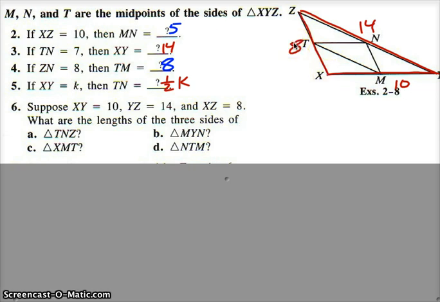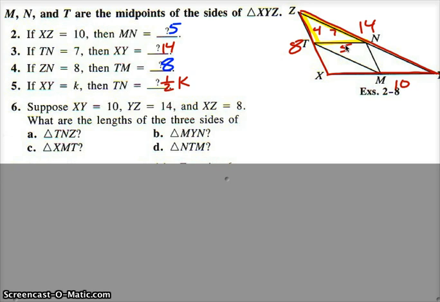What are the lengths of the three sides of triangle TNZ? So let's look at triangle TNZ. Well, I know that in here I should have from Z to T is half of Z to X, so that's going to be 4. I know that from Z to N is half of Z to Y, so that's going to be 7. And I know from T to N should be half of X to Y, so that should be 5.